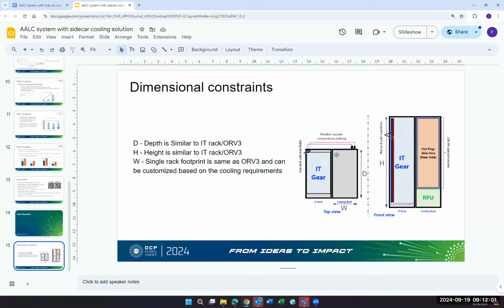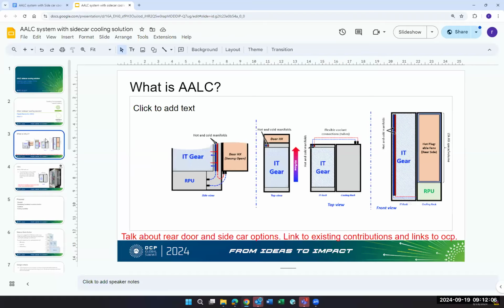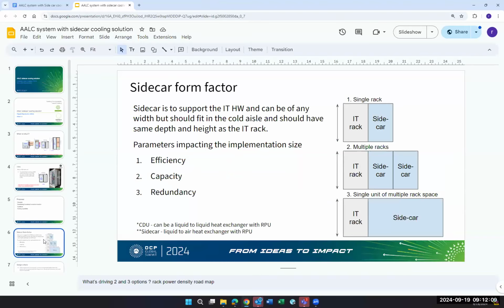Yes, but if you go back to the beginning, the slide with the two racks and single rack. This one? Yeah. So we should consider the sidecar here as being the same size, meaning if we're talking ORV3, this would be 60 centimeters by 220. This would be the size of the sidecar. Yes, this one is going to be the same as the IT rack in terms of width, depth, and height.